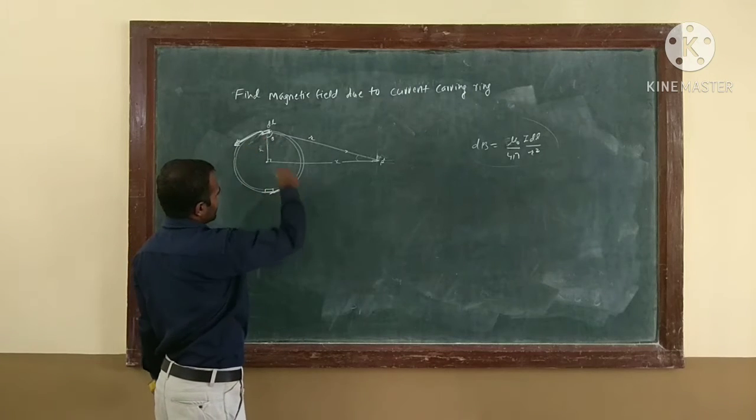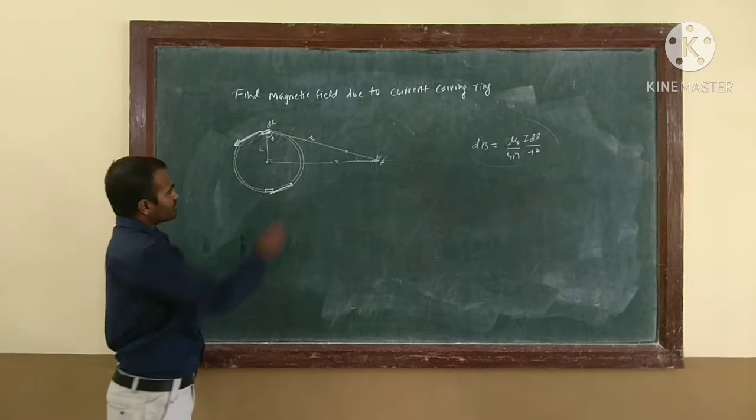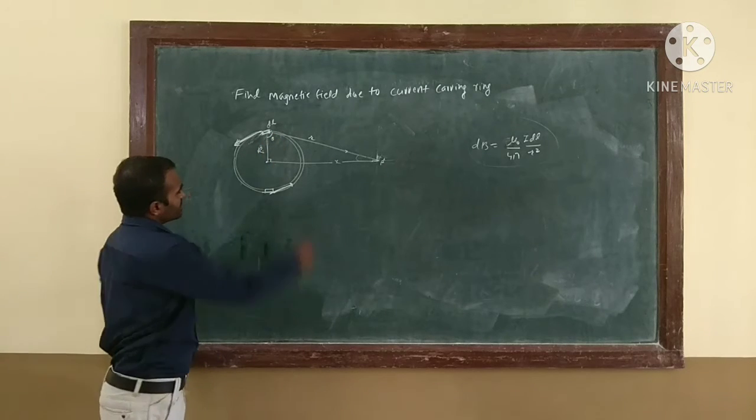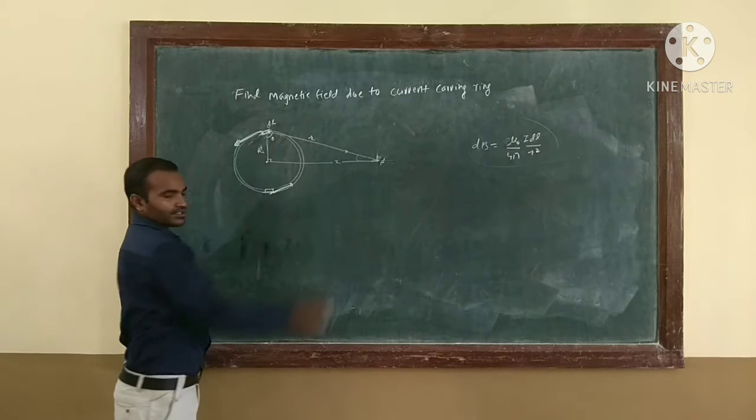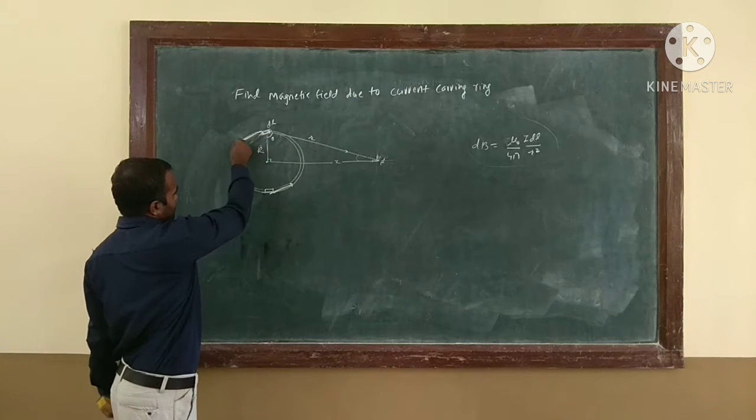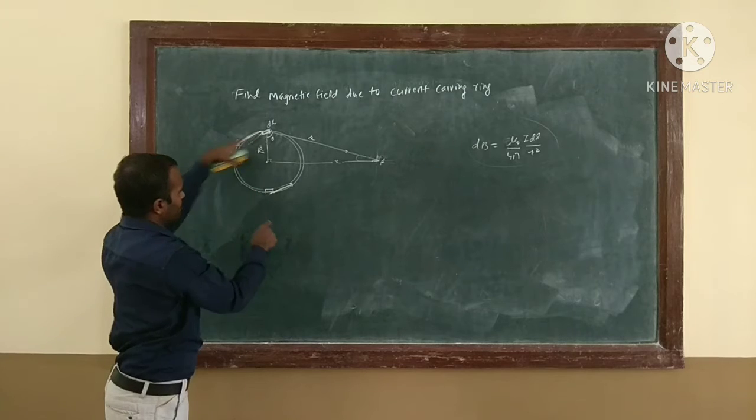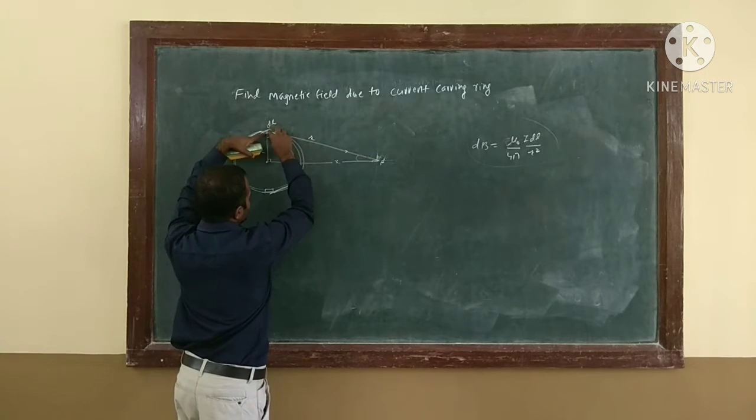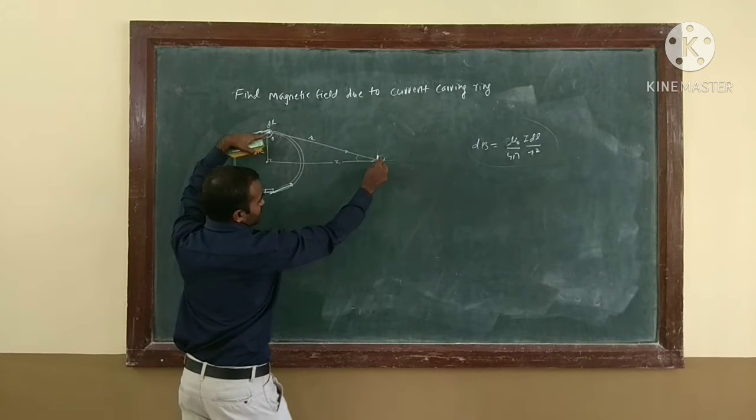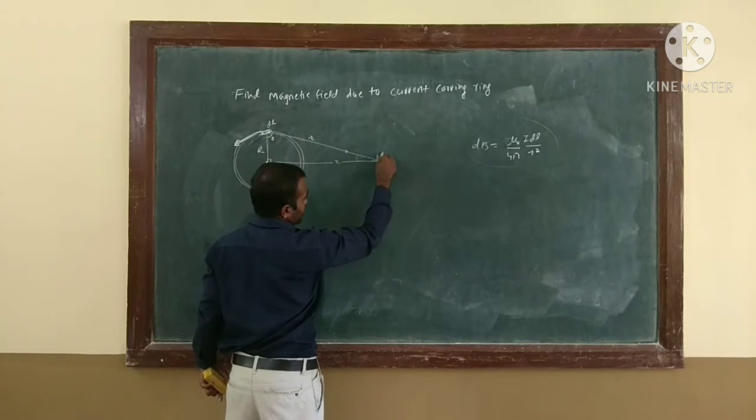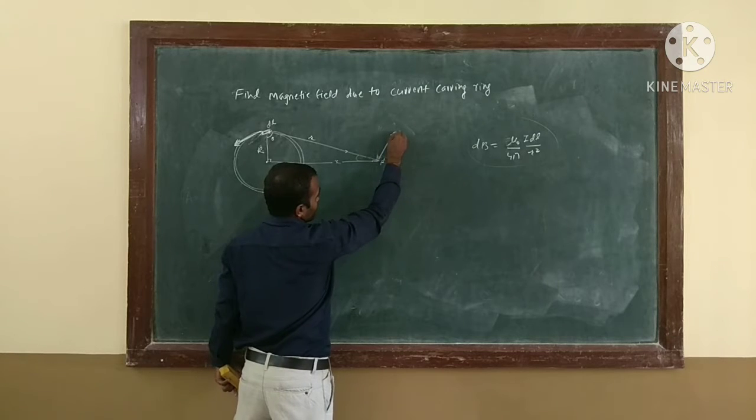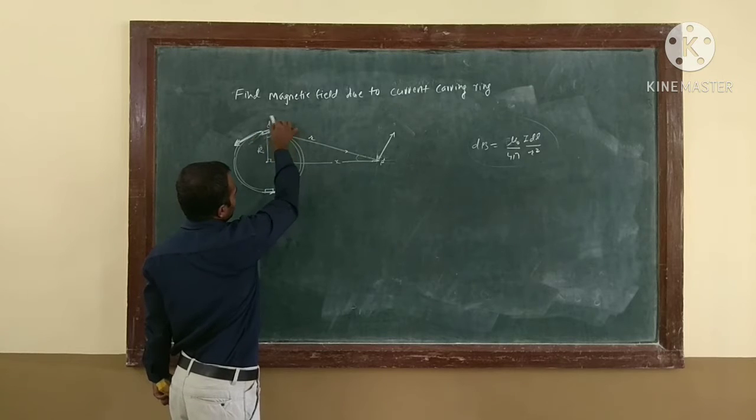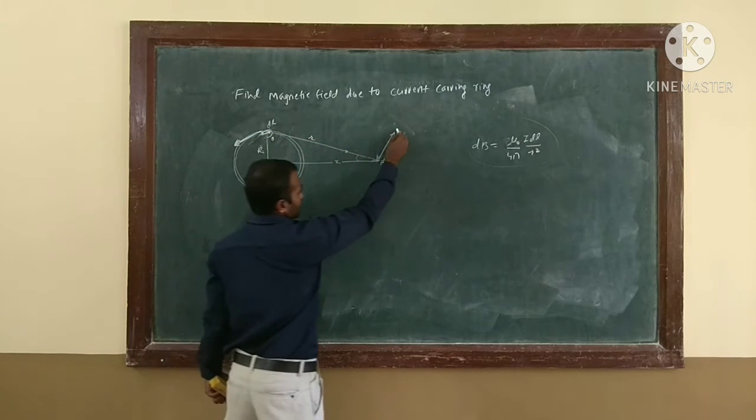It is a current carrying ring. Say the radius of this ring is capital R. Initially we will consider a dl element, which has its direction along the tangent, and at distance r from this dl we want to determine the magnetic field. The direction of this magnetic field is perpendicular to the plane made by dl and r, and that is dB.